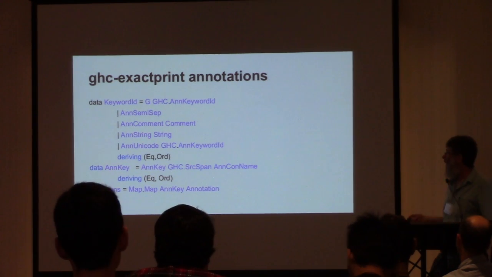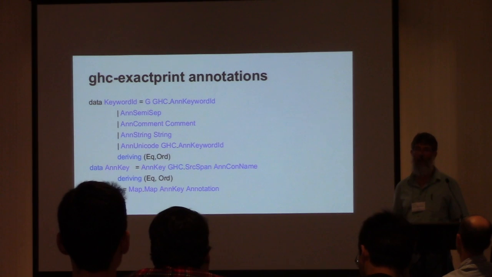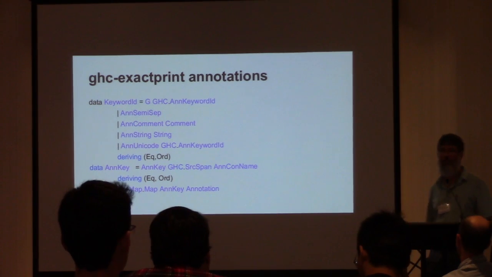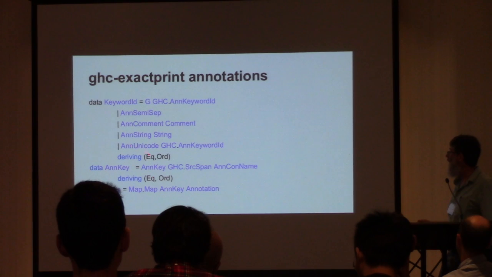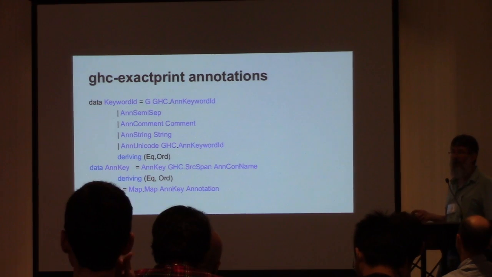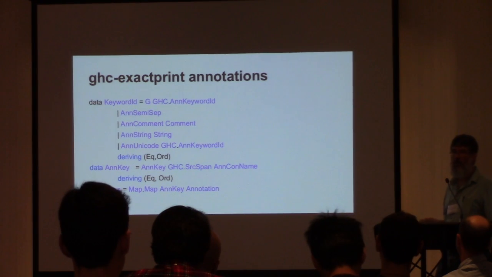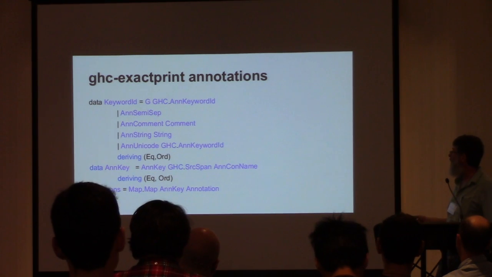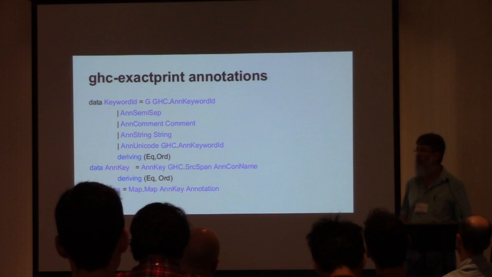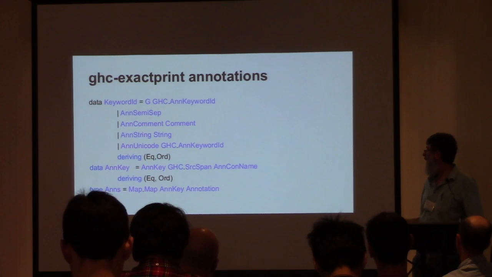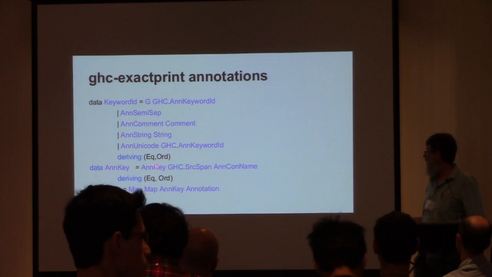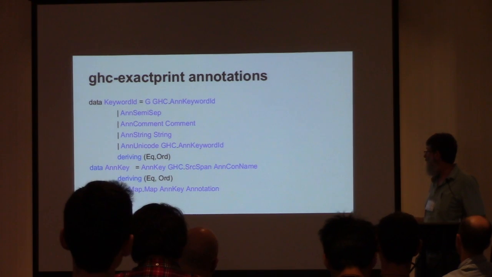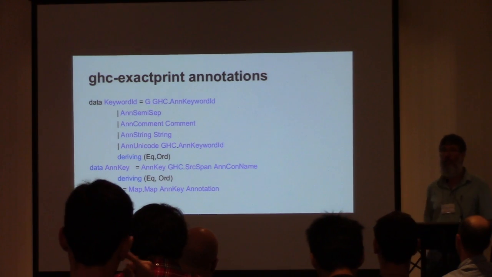This and string, we need to deal with some funnies that happen from time to time, and hopefully we can get rid of it one day. And this is where it is a Unicode character. The fact that it's a Unicode character in the particular representation is lost. So that's basically a standard GHC keyword ID, but we say it is Unicode as well, so we know to deal with it. The other change is that the key that we use to look these things up with is now a source span and the constructor name.